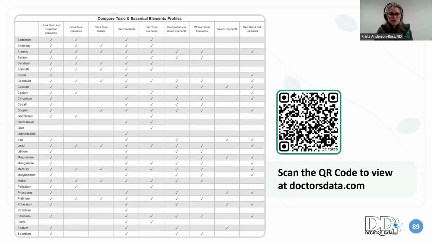And this is a comparison chart of all the toxic and essential elements profiles, giving you an indication of what's being tested in each one and how they compare. And that QR code is going to give you some additional information as well.